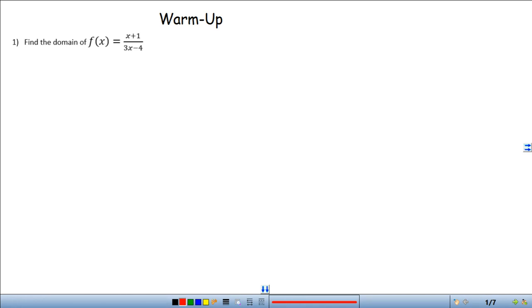And first thing we have to do is, of course, the warm-up. Now, remember what I told you? The notes from yesterday did not cover this warm-up, and I did this with you. So when you're asked to find the domain, you are asked to find all the x values that are allowed in the function. And the x values that aren't allowed are x values that are going to break a mathematical rule.